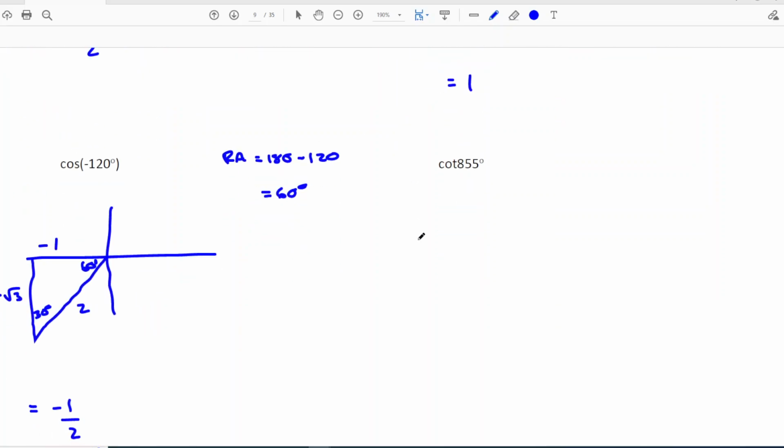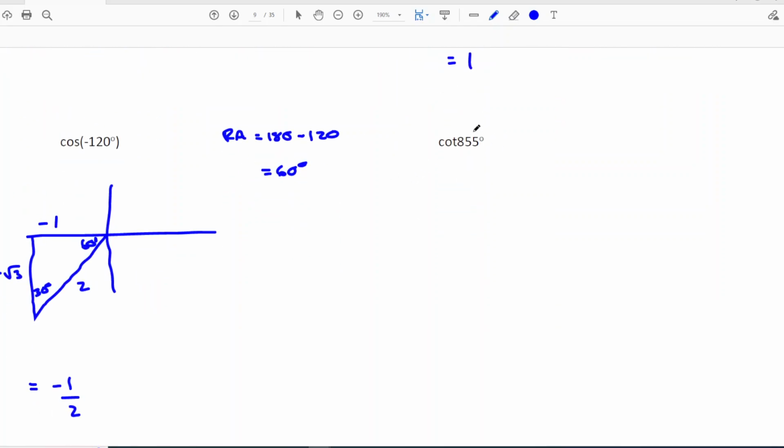All right, last one. The last one, I chose this one because I hate these ones. I hate these 855s. What we have to do is find an angle coterminal to 855. So I'm going to find the smallest positive coterminal to 855, and I'm going to do that by subtracting rotations of 360. So if I subtract 360, I get 495. So 855 degrees minus 360 gives me 495. So now I'm going to do it again. So minus 360 gives me 135 degrees.